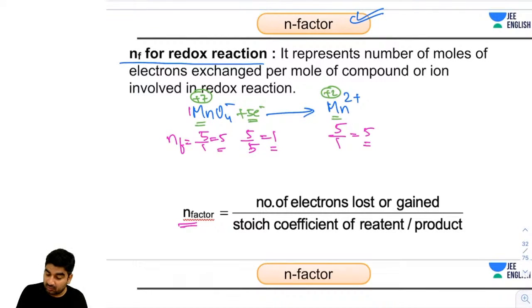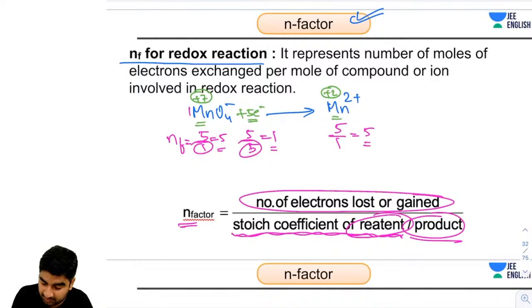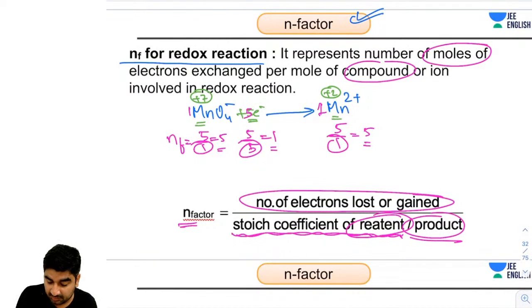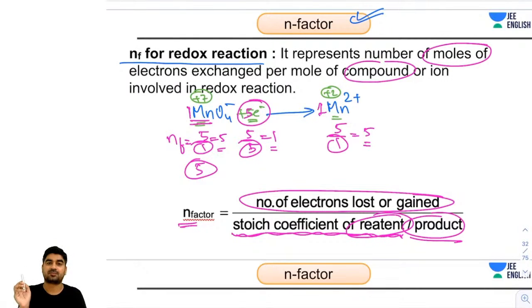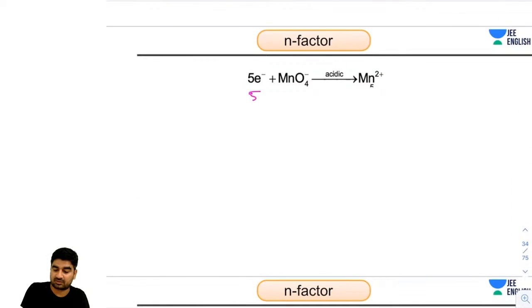So what is n factor? Number of electrons lost or gained divided by stoichiometric coefficient of reactant or product. Note it down. Divided by stoichiometric coefficient of reactant or product. So I have divided it by 1, by 5 and by 1. So these are stoichiometric coefficients, right? So what is n factor? It represents the number of moles of electron exchange per mole of compound. You can also say that if n factor is 5 for it, it means 1 mole of it is absorbing 5 electrons, right? So this is how we calculate the n factor. So let's do the calculation of n factor. So n factor will be 1, 5 and 5.